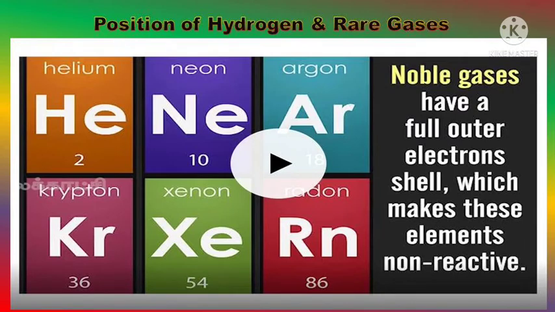Then position of rare gas. The elements helium, neon, argon, krypton, xenon and radon of group 18 in the periodic table are also called noble gases or rare gases. They are monoatomic gases and do not react with other substances easily. Hence, they are called inert gases. They are found in very small quantities and hence they are called rare gases.